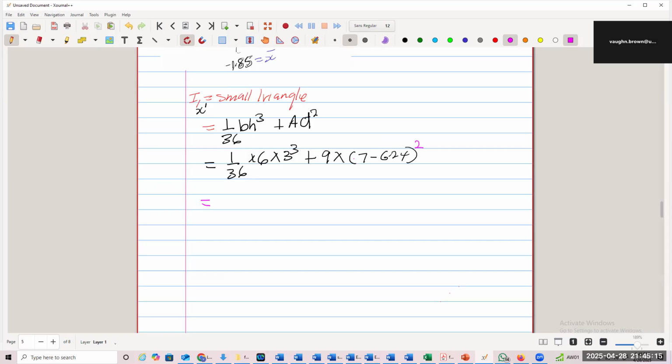So for the first part, I'm getting 4.5 inches to the 4th. It's to the 4th here, guys. Your units are always to the 4th power. And the last one would be 9 times the distance between 7 and that, which is going to be 1.24. No, I'm wrong. Sorry, it's 0.24.